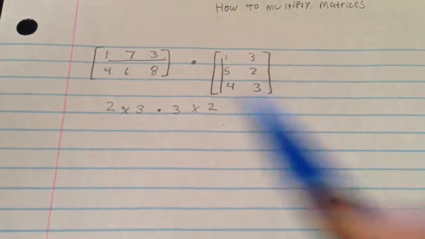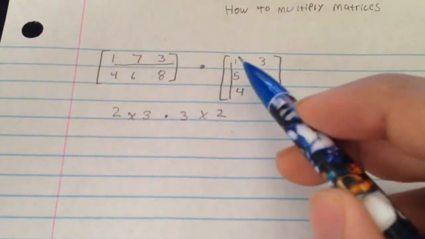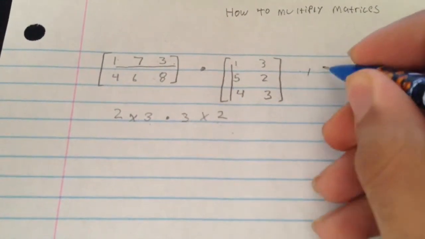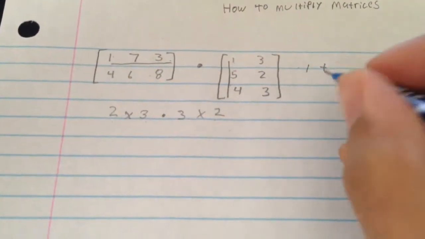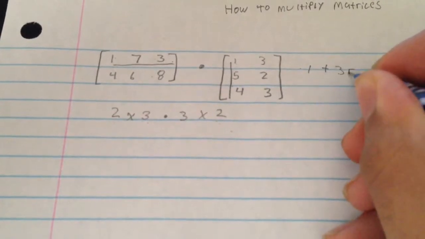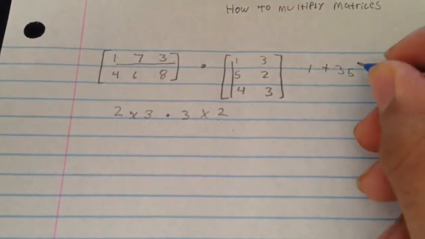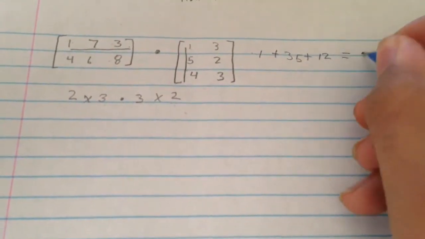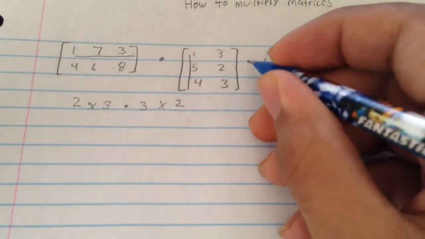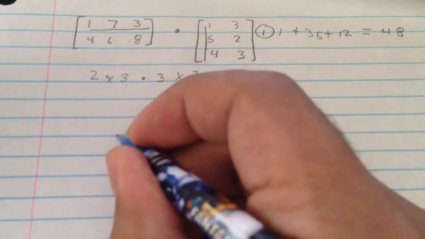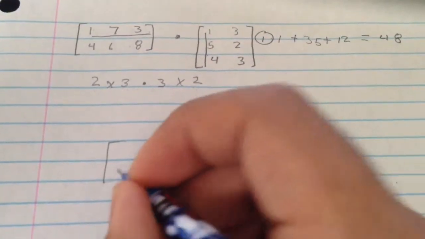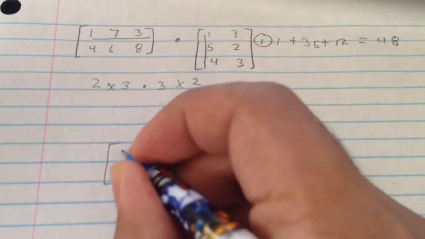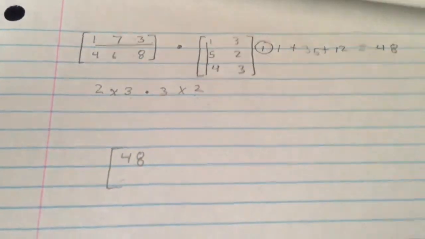So we'll go ahead and get it started. 1 times 1 is 1, plus 7 times 5 is 35, plus 3 times 4 is 12. And that equals up to 48. So that's our first number. So I'll come down here and make a matrix, a 2 by 2 matrix actually, to be more specific. 48 will be our first number right here.